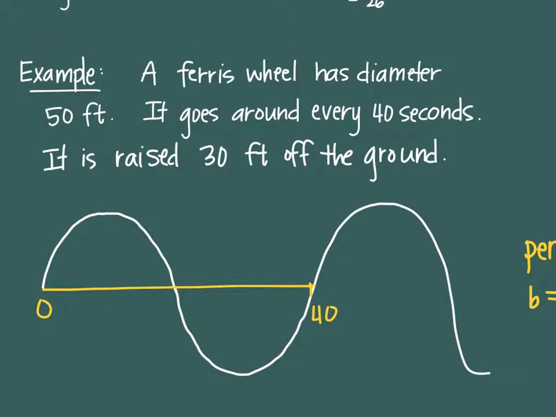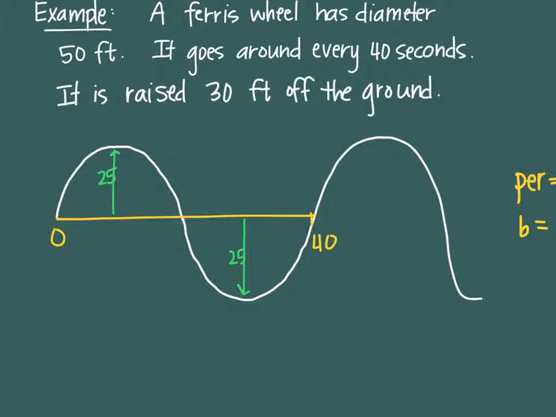We also know the Ferris wheel has diameter 50 feet. Okay, it has diameter 50 feet. So how high do you get? The diameter, very good. And so we get 25 and 25, because the diameter is 50, but the radius is only 25. Okay, so what do we call that? The amplitude.